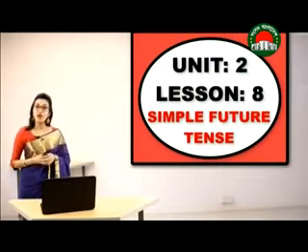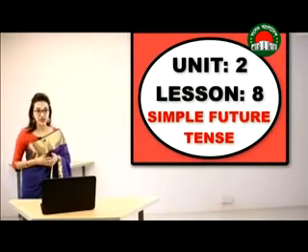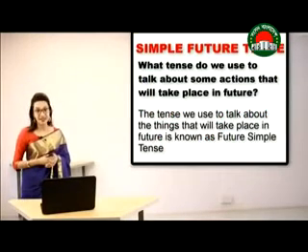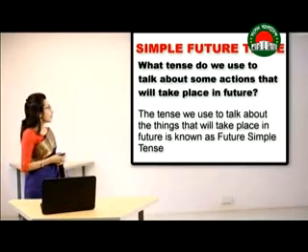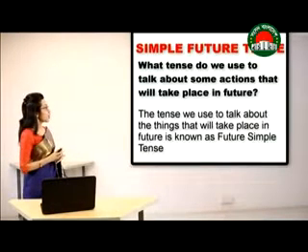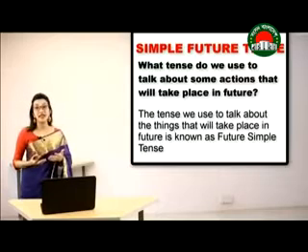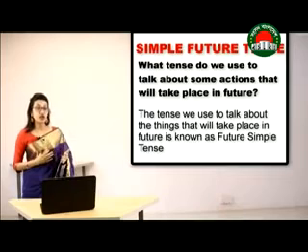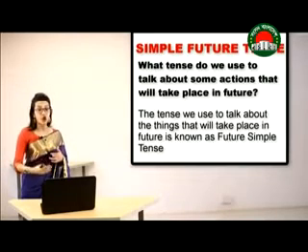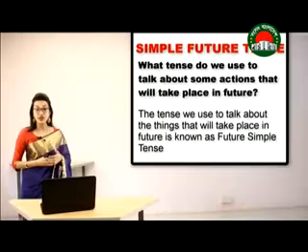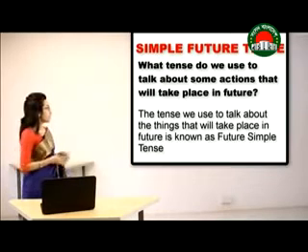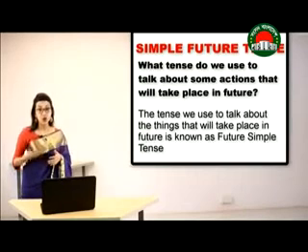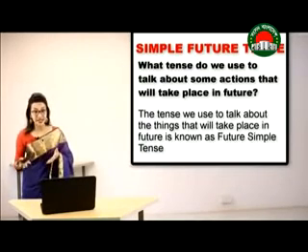So dear students, I hope you have understood what you are going to learn today. Yes, you're right. We are going to learn future simple tense in today's class. So what tense do we use to talk about some actions that will take place in future? We know that when we talk about an action or event that is going to happen in the future or after now, we always use simple future tense. The tense we use to talk about things that will take place in future is known as future simple tense.